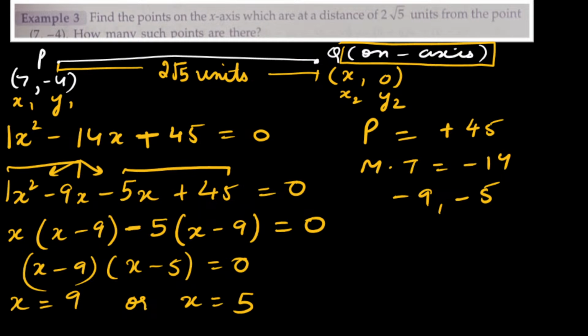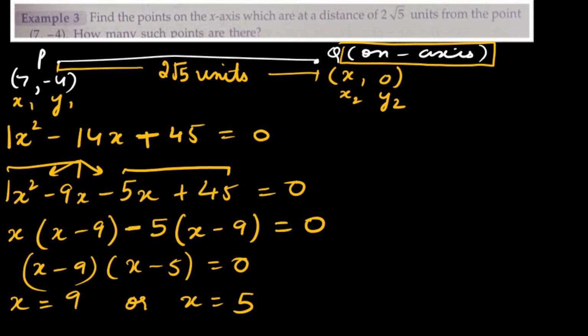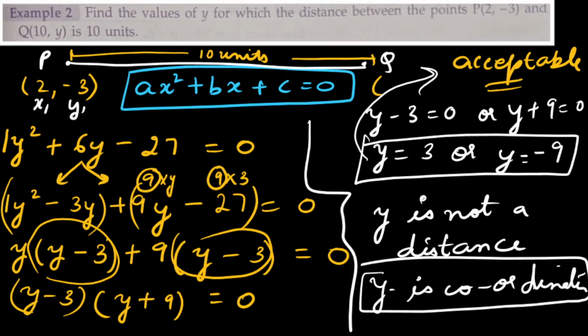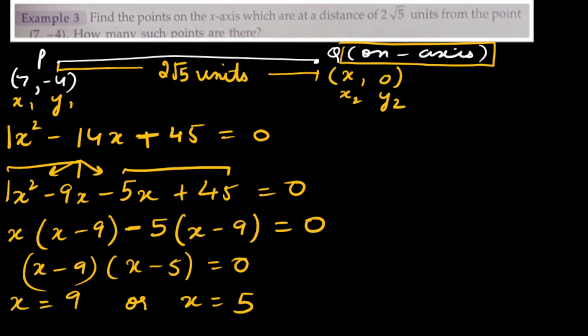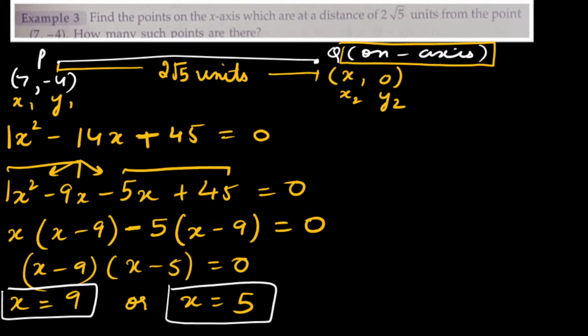Now here you can see the question. Two values are possible, both are possible because we are finding the coordinates. In the previous one also, we found two values of y, 3 and minus 9. Here also we found two values of x, x is equal to 9 and x is equal to 5. So the question says how many such points are there? What should be the answer?